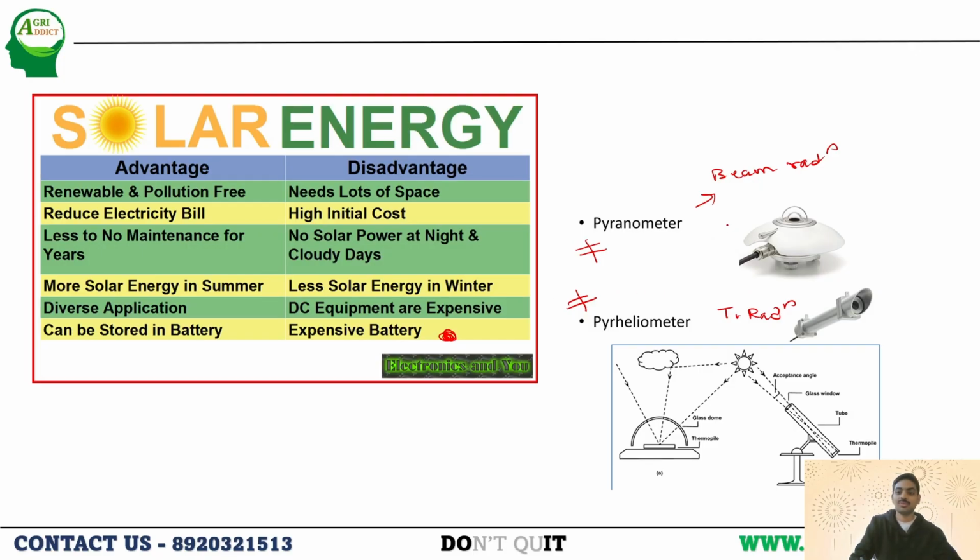Okay, don't get confused, here it is reversed. Sorry. Using the pyranometer, we are measuring the total radiation, and using the pyrheliometer, it is beam radiation.